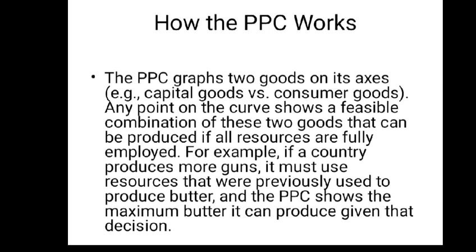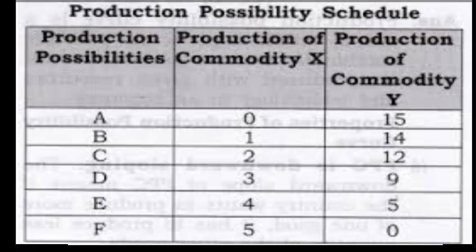Now, how does the PPC curve work? The PPC graphs two goods on its axes, that is, capital goods versus consumer goods. Any point on the curve shows a feasible combination of these two goods that can be produced if all resources are fully employed. If a country produces more guns, it must use resources that were previously used to produce butter. And the PPC shows the maximum butter it can produce given that decision.